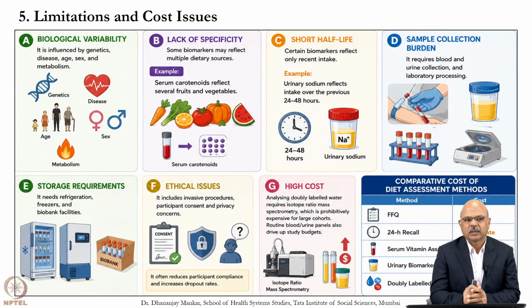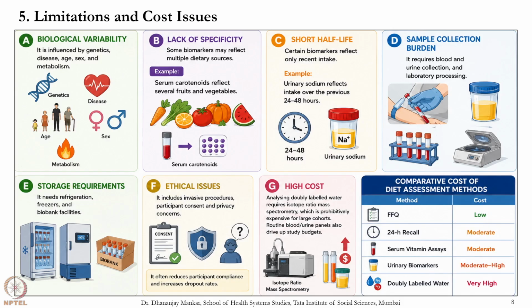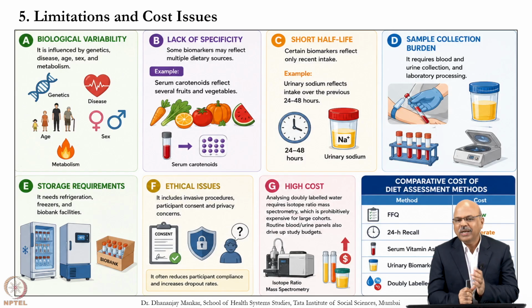Biological variability may be influenced by genetics, disease, age, sex and metabolism. Lack of specificity: some biomarkers may reflect multiple dietary sources. Serum carotenoids may come from carrots, tomatoes, watermelon, pumpkin and even from spinach. Short half-life: certain biomarkers reflect only recent intake, for example, urinary sodium in 24 to 48 hours.